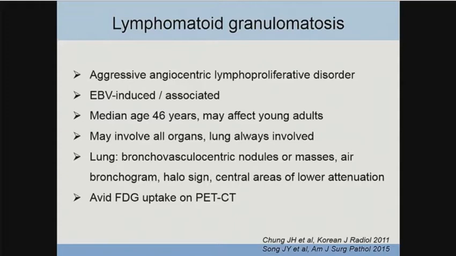It may involve all organs. Interestingly, the lung is always involved, no matter what other organ involvements there are. And if we look at the lung, all the nodules and masses are bronchovasculocentric. They present with an air bronchogram with a halo sign and may display areas of low attenuation which represent necrosis. Also these lesions show evident FDG uptake on PET-CT.